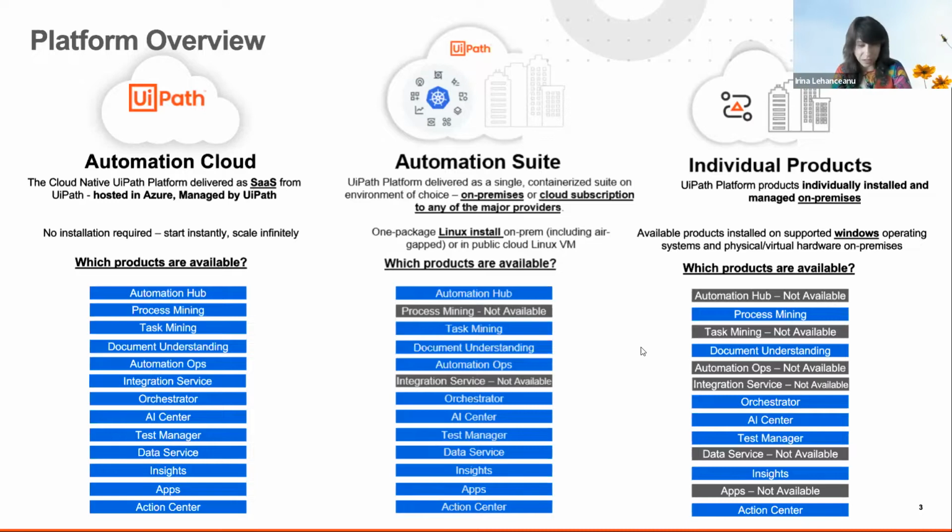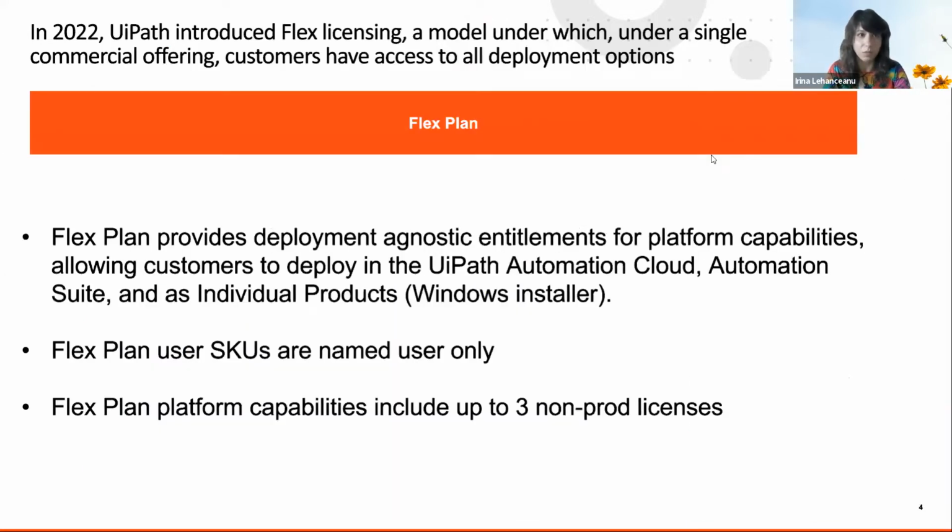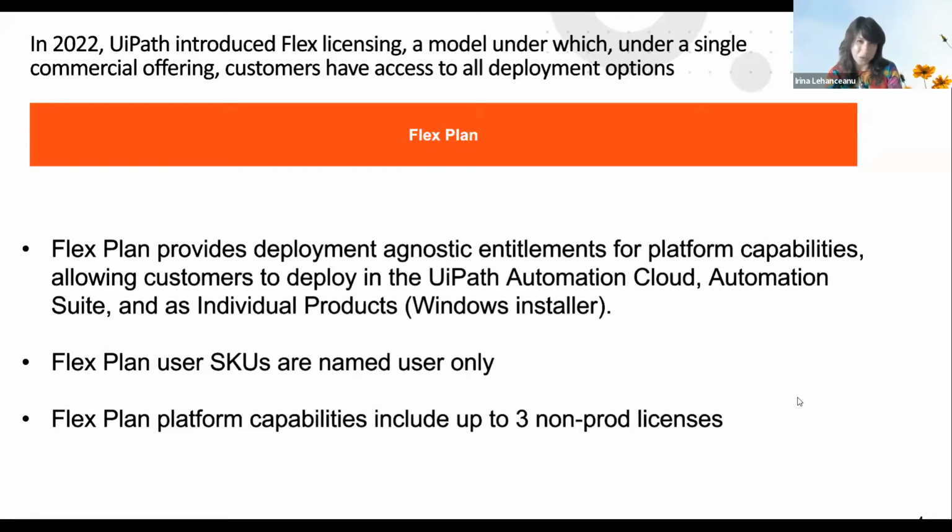Now, packaging this, we have introduced the latest concept. It's called universal pricing and the Flex SKUs. The idea is simple. In the effort of reducing the numbers and offering more flexibility, with a single set of SKUs, you can choose whatever deployment you want, either automation cloud, automation suite, or Windows MSI. One of the good parts is that you don't have to make up your mind at the beginning. You can just buy the Flex SKUs and decide later.